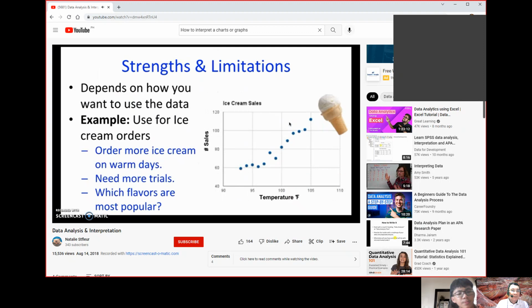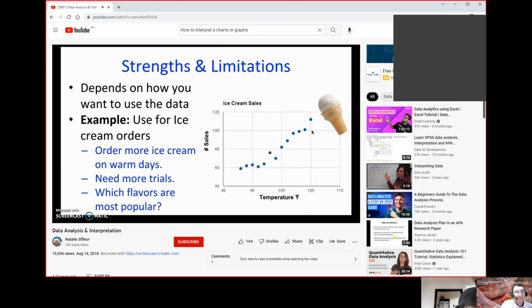In addition to figuring out the story that the data is telling you, you also need to know the strengths and limitations of the data. And that's going to depend on how you want to use the data. For example, if I wanted to use this ice cream sale data to figure out how much ice cream I should order for my store, I could say that on warm days I definitely need to order more ice cream because that's what this data is telling me, since the number of sales increase with the temperature.